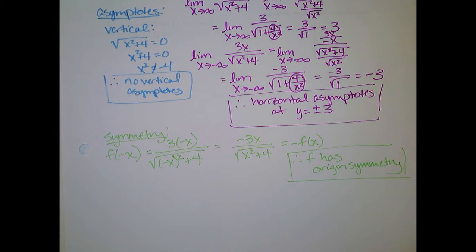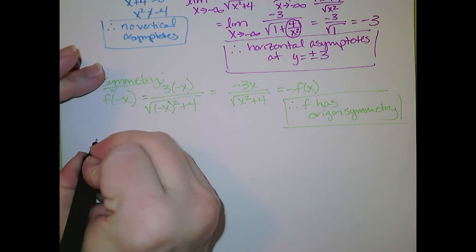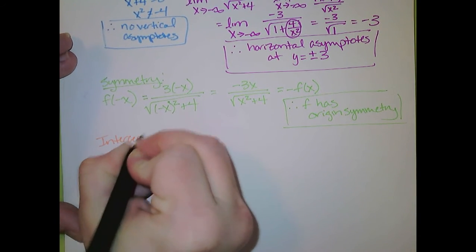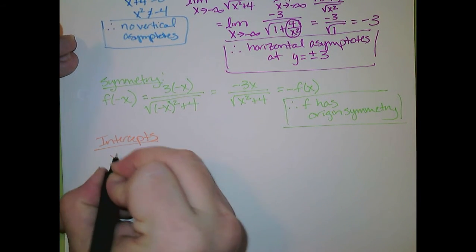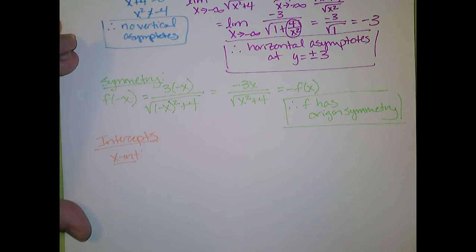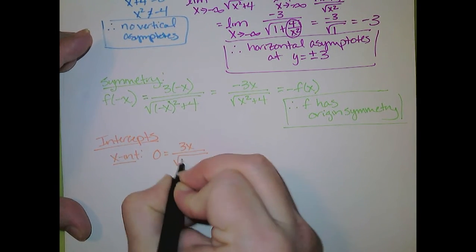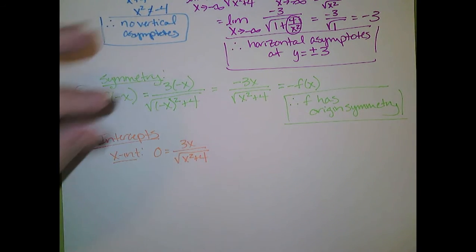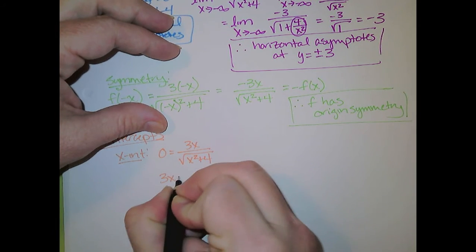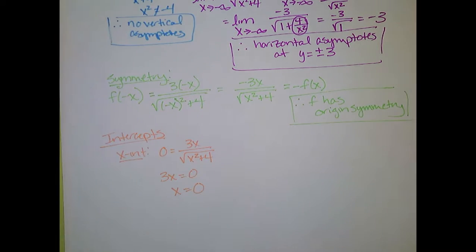And last, we're going to find our intercepts. We're going to look for the x and the y-intercept. We'll start with the x-intercept, which is where our function value is equal to 0. Well, the only way that this could be equal to 0 is if its numerator is equal to 0, and that happens if x is 0.